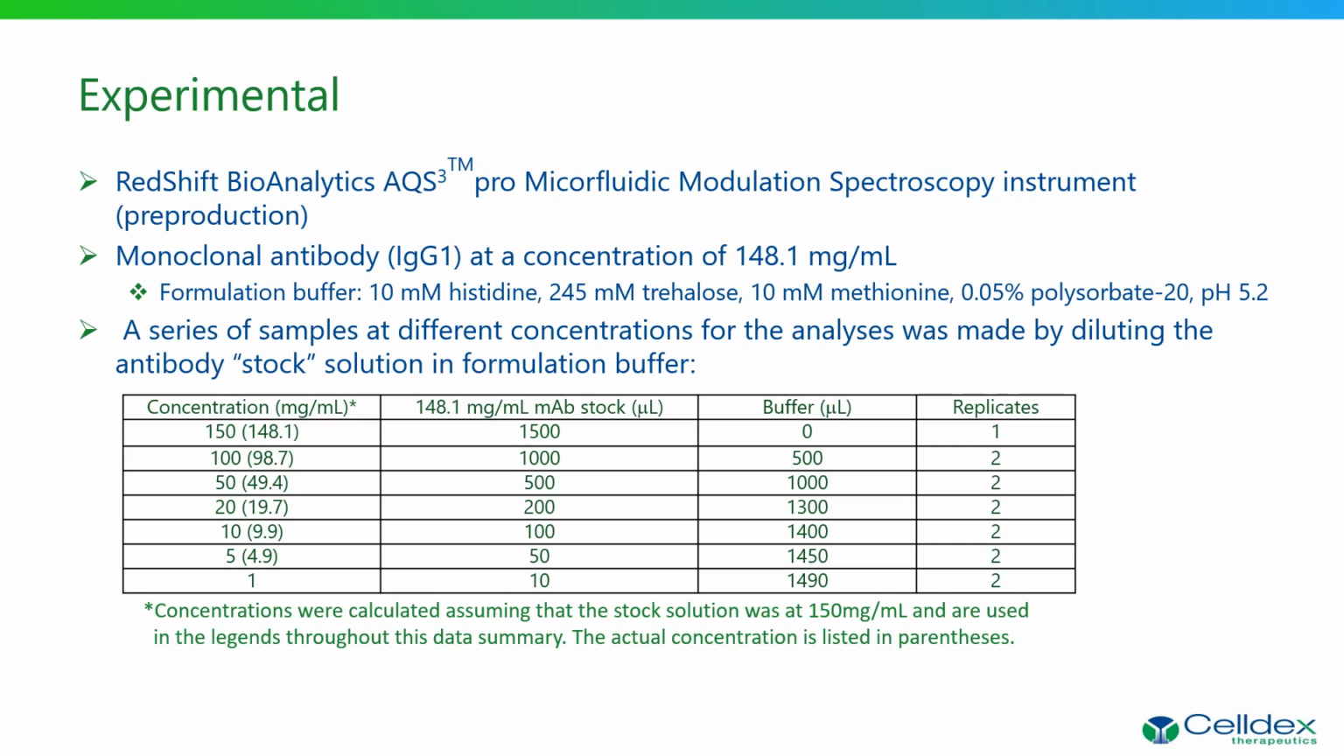The data I will be showing you and the analyses I will be discussing were acquired and carried out with a pre-production RedShiftBio Analytics AQS3 Pro microfluidic modulation spectroscopy instrument. Our antibody was formulated at about 150 milligrams per milliliter, actually at 148.1 mg per ml, in the formulation buffer shown. The formulation buffer composition becomes important a little later in the presentation. A dilution series was created down to 1 mg per ml using the formulation buffer as shown in the table.